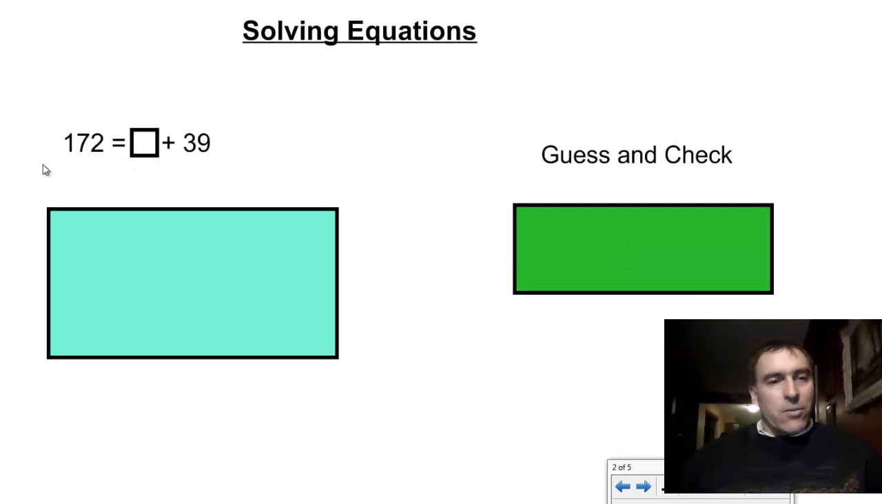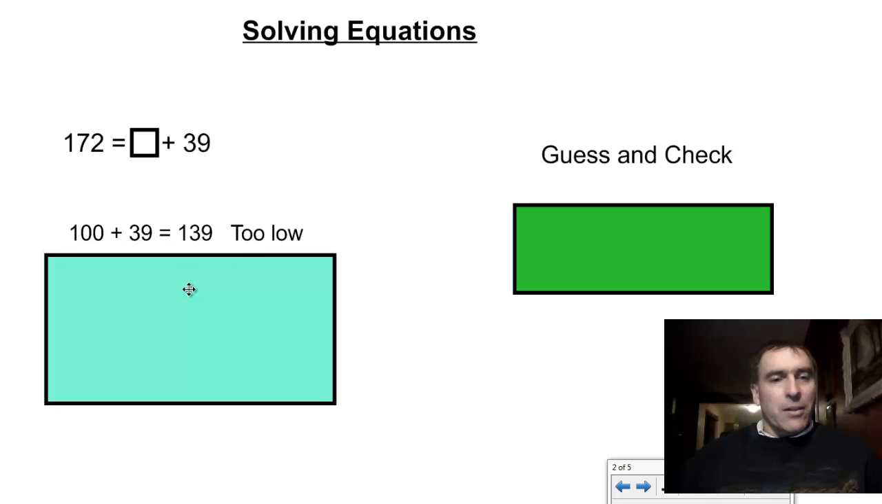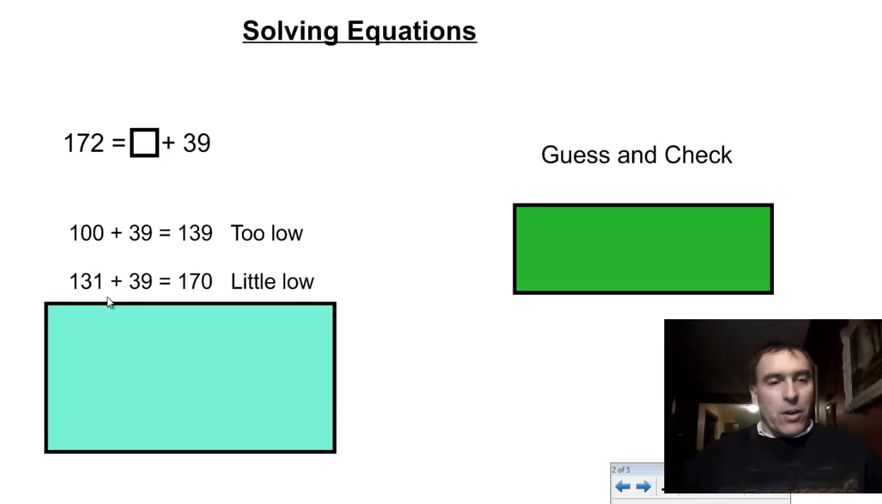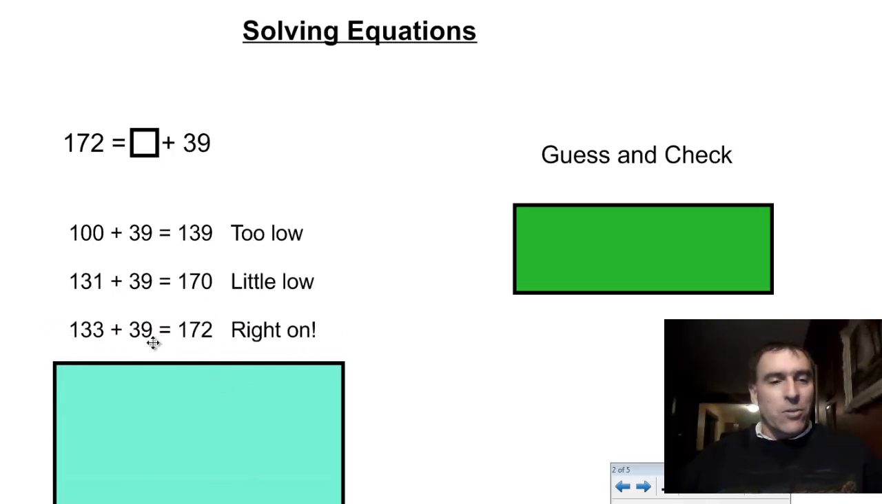So the first thing you want to do is look at 172 equals something plus 39. How I would start is maybe just add 100. 100 plus 39 is 139, well, that's not quite 172, so it's too low. If we go on to 131, and how I came up with 31 is I was thinking 31 and 39 gives me pretty close to 72. So 131 plus 39 gives me 170. We're just a little low there. It's not right on, but it tells me I need to go 2 more. So 133 plus 39 is 172.